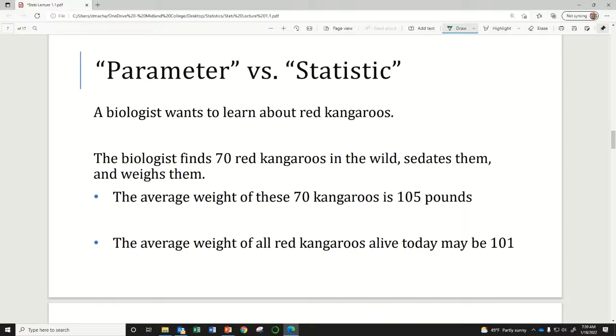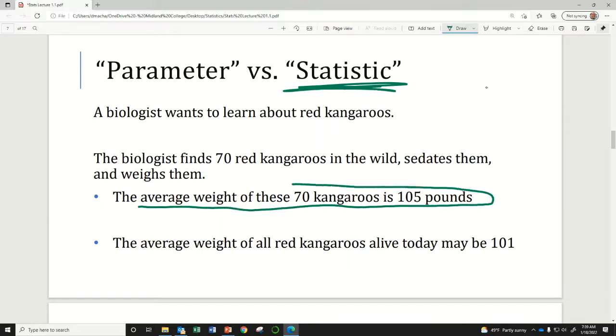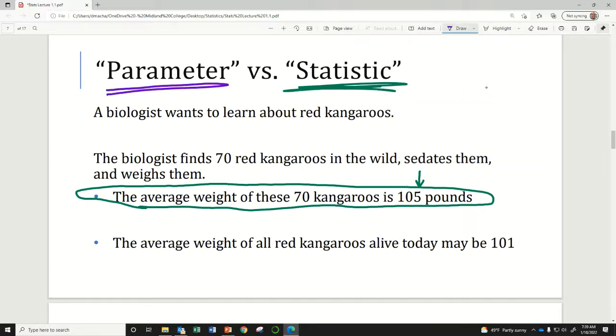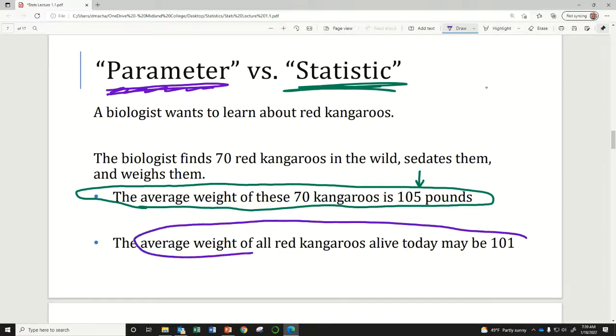However, just because the average weight of these 70 kangaroos is 105 pounds, that doesn't mean that the average weight of all kangaroos is 105 pounds, right? So what we would say here is that the statistic is the average weight of 70 kangaroos. The statistic is what we can calculate about our sample: the average weight of the sample is 105 pounds. And yet, if it turned out that the average weight of all red kangaroos in the whole world is 101 pounds, that would be a parameter.